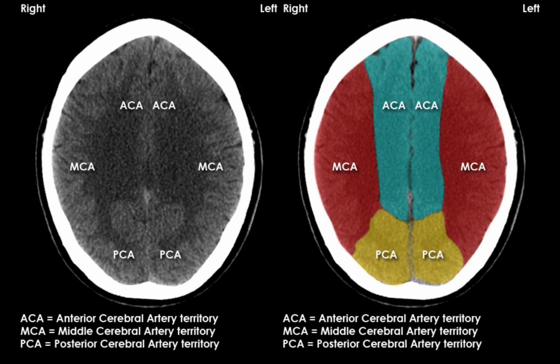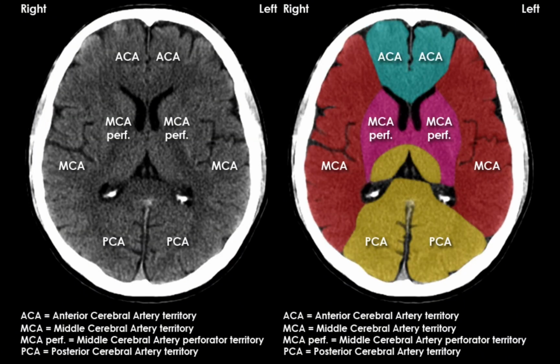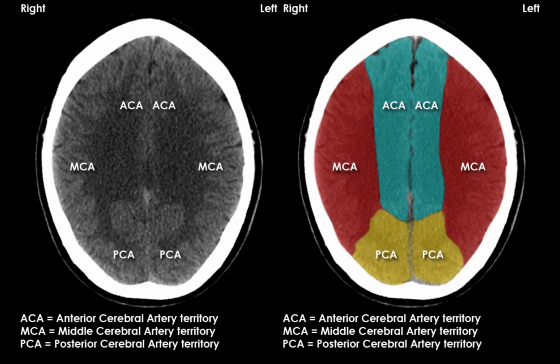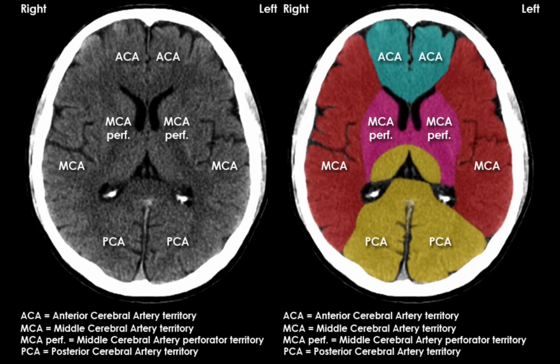Now, the blood supply of the brain. Different areas of the brain are supplied by the anterior, middle, and posterior cerebral arteries in a predictable distribution. The posterior fossa structures are supplied by the vertebrobasilar arteries. It's worthy to mention that the arteries of the brain are not well visualized on conventional CT, but a knowledge of the areas of the brain they supply is helpful in determining the source of a vascular insult.